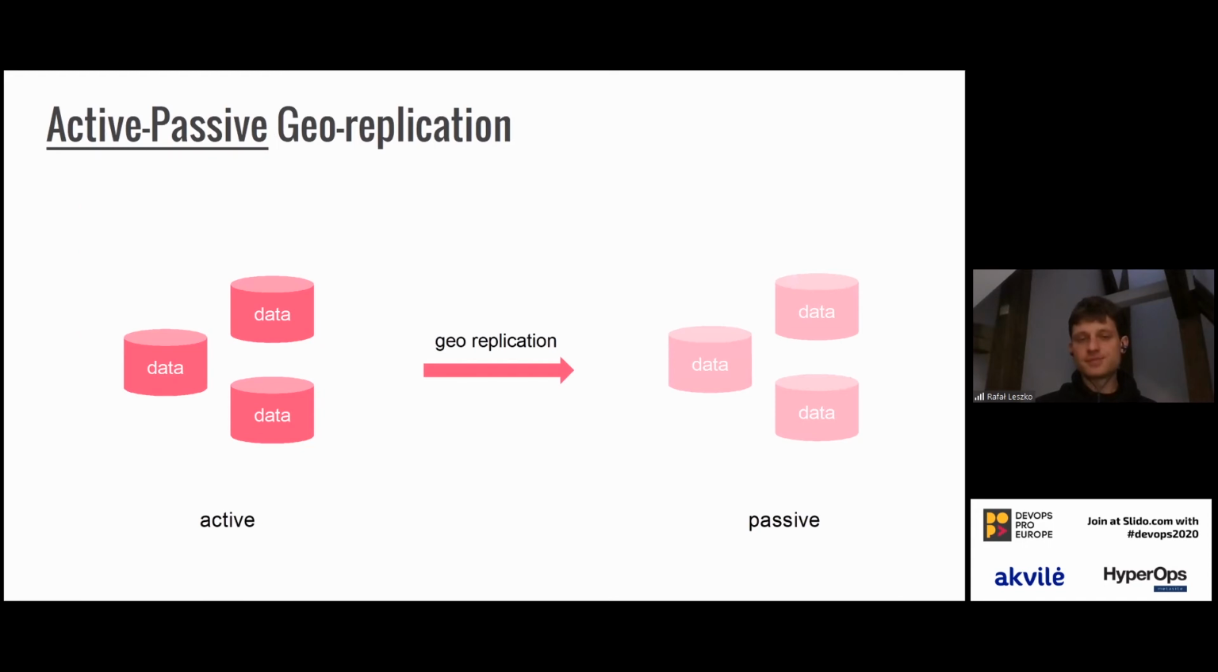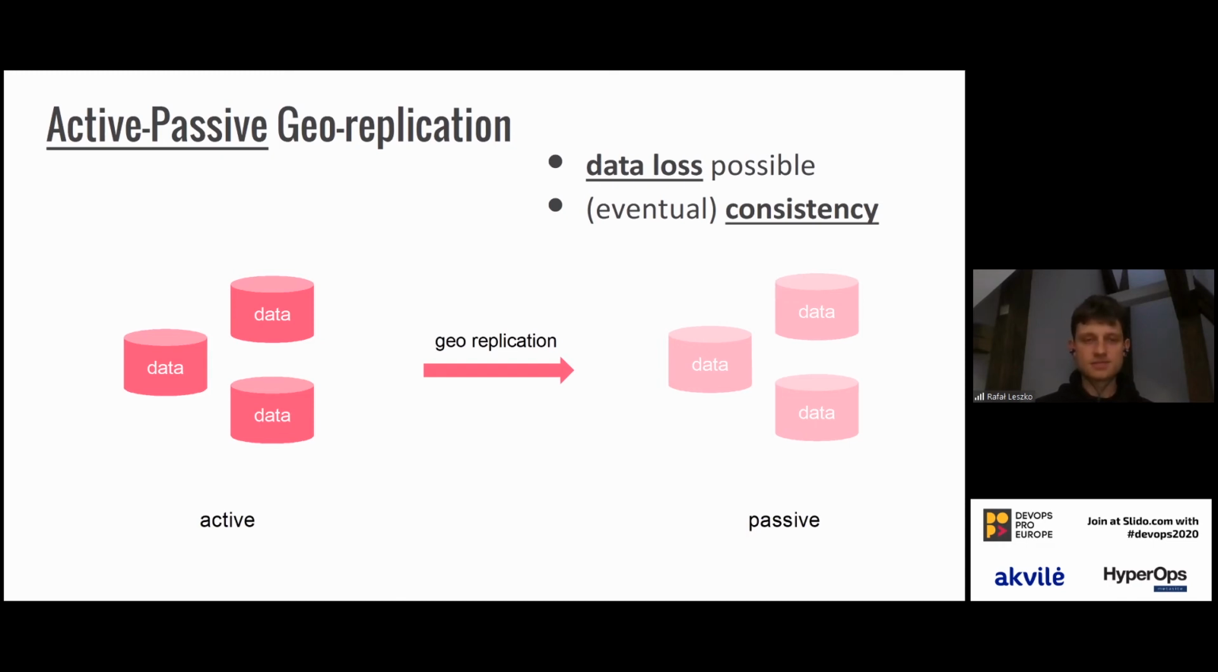In active passive mode, you have one cluster acting as read-only, or not acting at all, it's just receiving the data, and the second one is write permitted. The geo-replication is obviously asynchronous. That is why you may experience data loss, and you may experience a lack of strong consistency if you read from the receiver cluster.